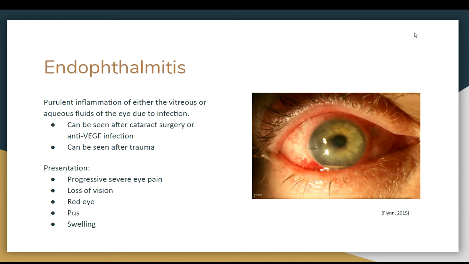Endophthalmitis is a little bit less common. This is a purulent inflammation of either the vitreous or the aqueous fluids of an eye due to an infection. We usually see this after cataract surgery, or if a patient has had an anti-VEGF injection. We can see this after trauma. This presents as progressive severe eye pain, a loss of vision. So again, loss of vision is a key warning sign. Red eye, you can see the pus that's pooling in the anterior chamber here, and there's swelling of the eye. So you can see the entire eye is kind of coming forward.